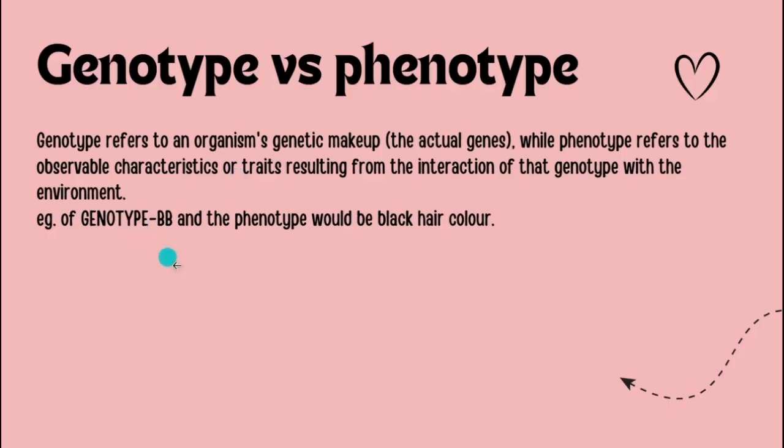So in this situation, if we had a genotype, we have big B, and we say that the big B goes for black hair. So this is the genotype, right? This is the genetic aspect, big B, and then the phenotype would be the black hair color.